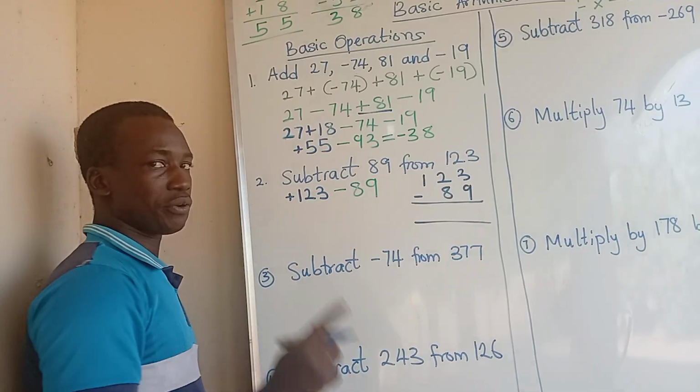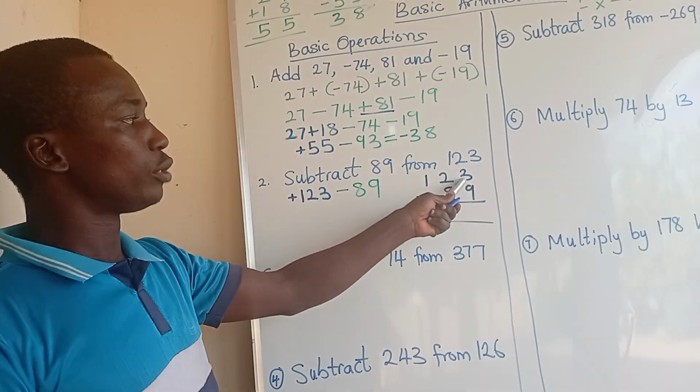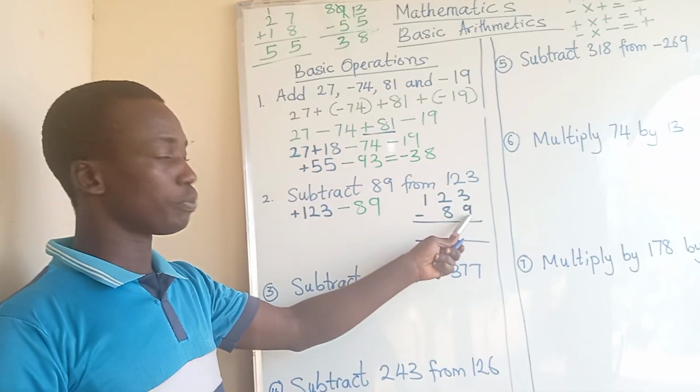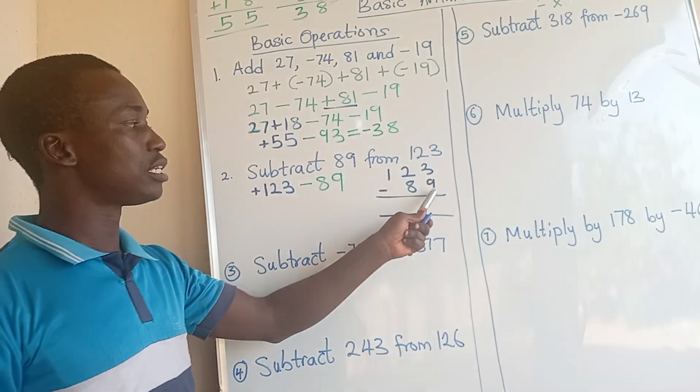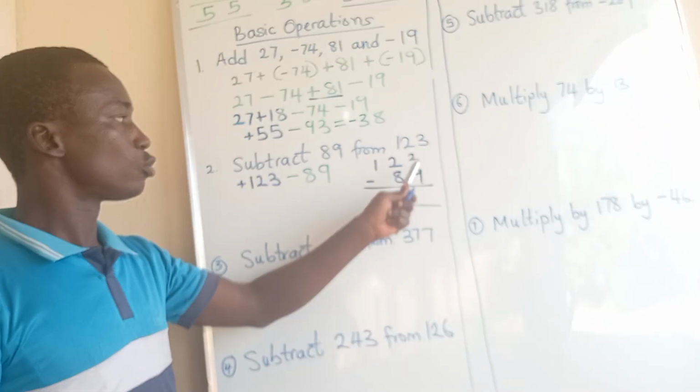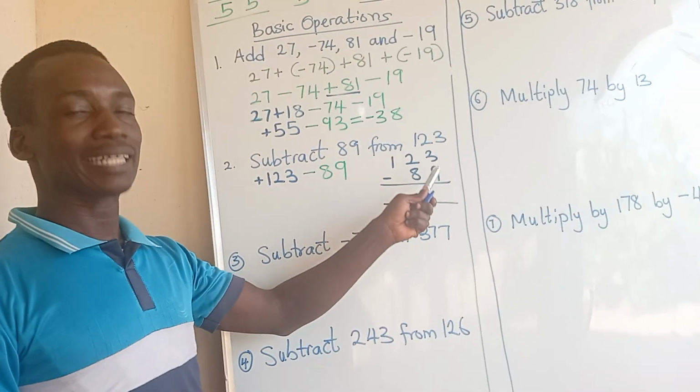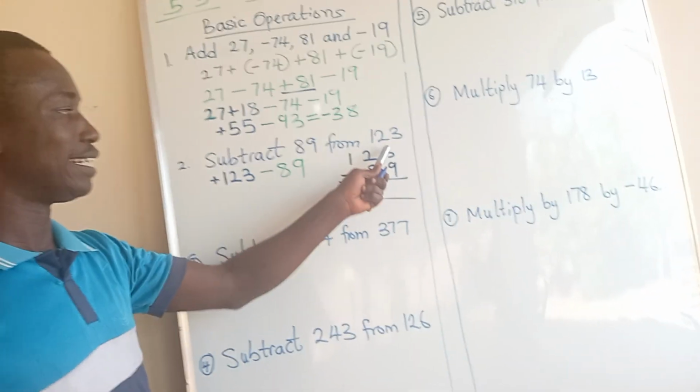3 minus 9. Remember, 3 is a small number. It's smaller compared to 9. So therefore, we cannot remove 9 from 3. So we have to make 3 greater than 9. How do we make 3 greater than 9?